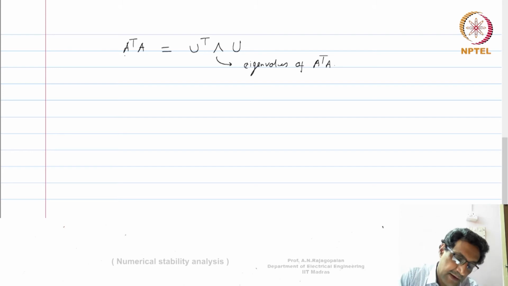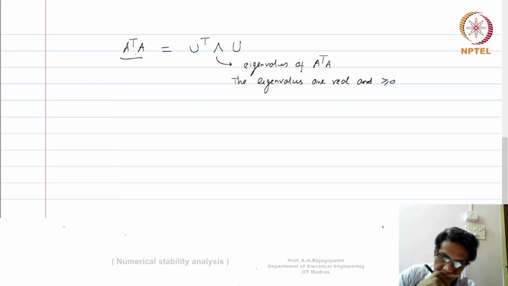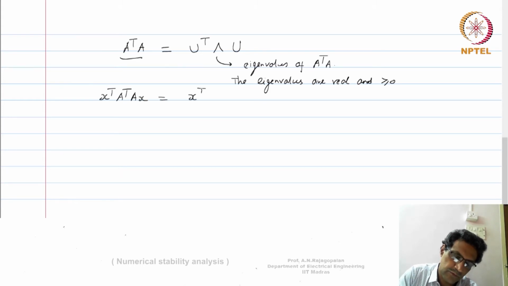And because A transpose A is symmetric, the eigenvalues are real and greater than or equal to 0, clearly, right? Because this is a symmetric matrix. Now, what this means is that I can rewrite X transpose AX as X transpose, then I replace A transpose A by U transpose diagonal U, and then I get back to X.